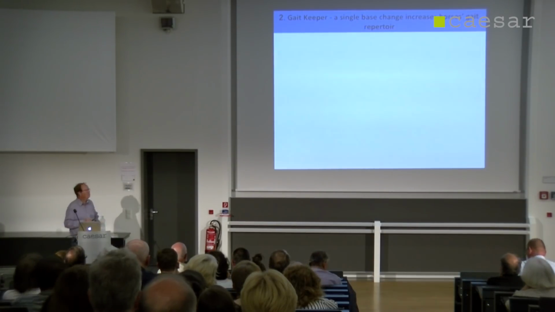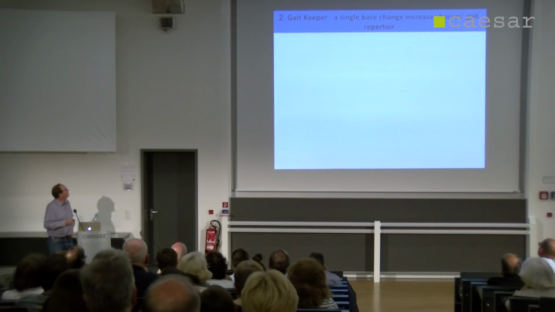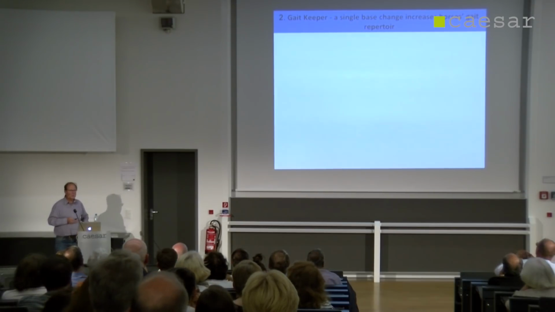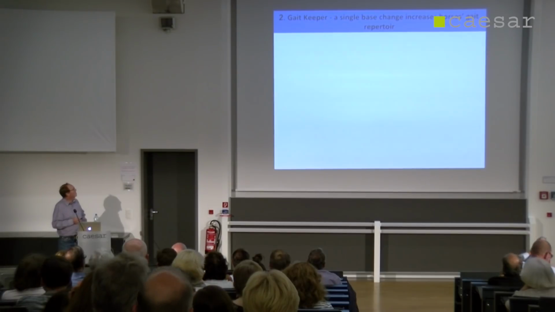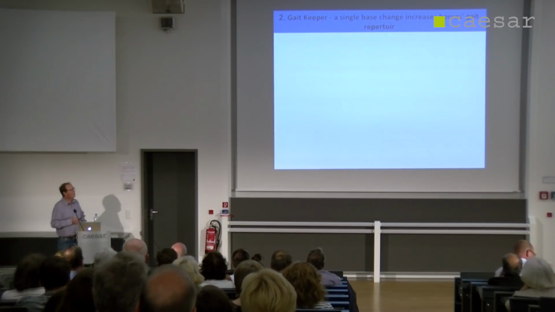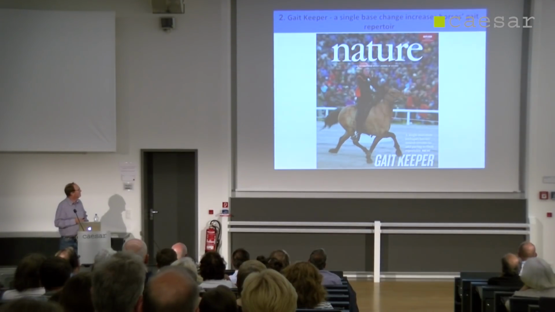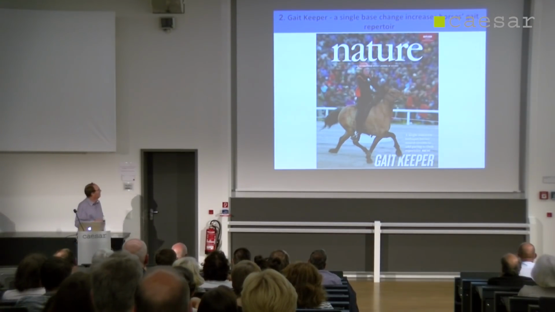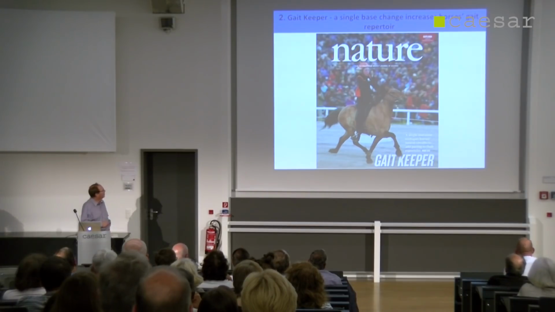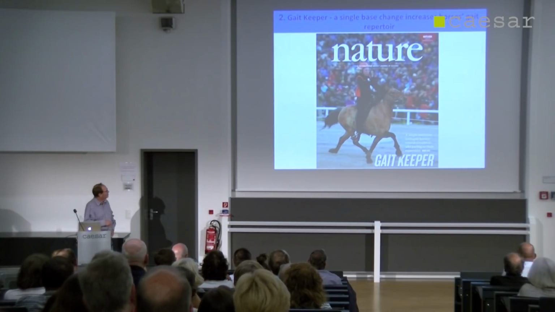Second example. Now I will tell you about the gatekeeper mutation in horses. So this is a single base change which increases horses' gait repertoire. So this is the illustration where we published this story. And so this is an Icelandic horse during a competition in Iceland. So this horse is pacing, in fact. So you see it moves the legs on the same side together.